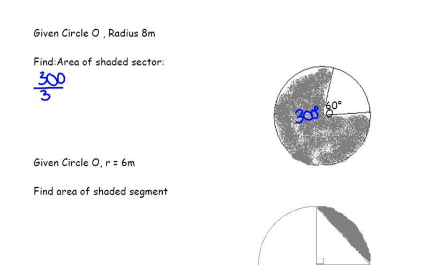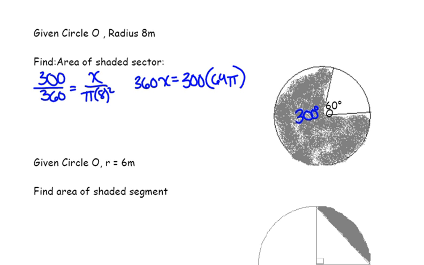So 300 out of 360 equals my area of my shaded sector out of my total area. My radius is 8, so we're talking about pi times 8 squared. And we're going to go ahead and we're going to solve this guy. So 360x equals 300 times 64 pi. So divide by 360.